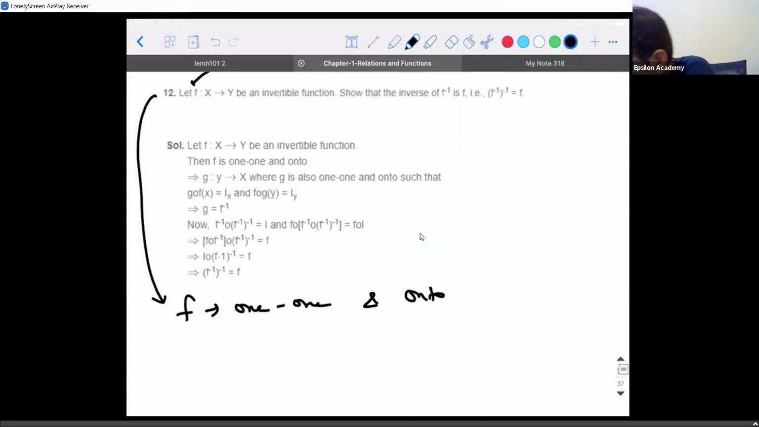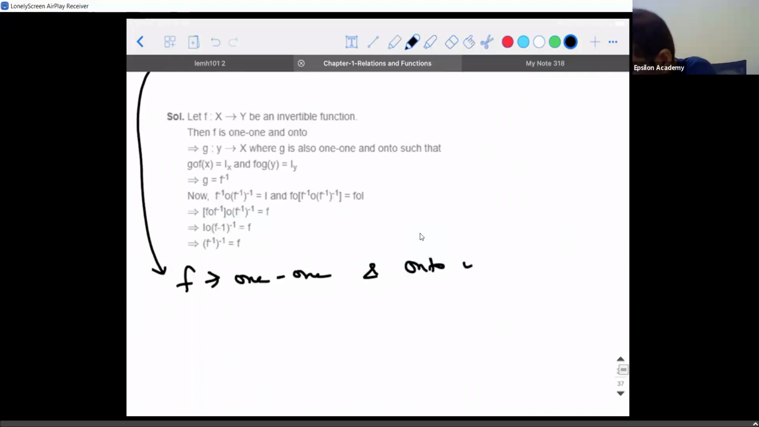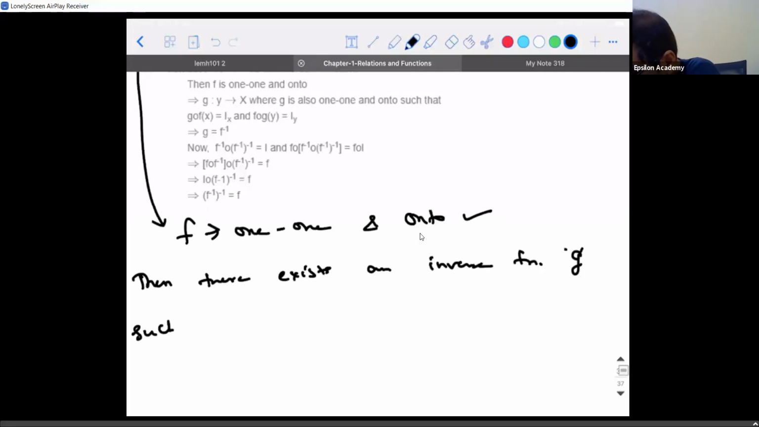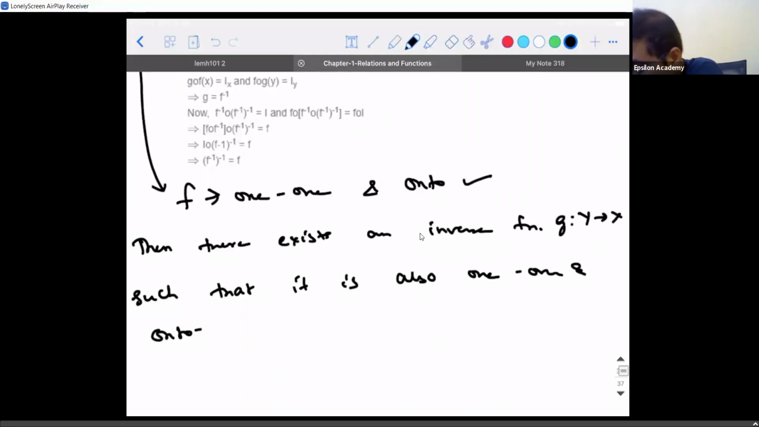Show that the inverse of F inverse is F itself. Now, if this is 1 to 1 and onto, then there exists an inverse function. What is the inverse function? There exists a function G mapped from Y to X such that it is also 1 to 1 and onto. Accepted?